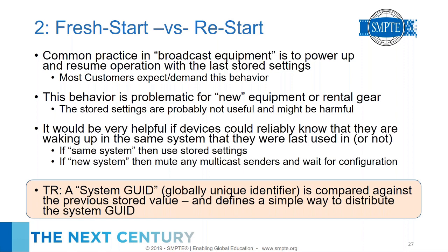And so we came up with this scheme where there's a system GUID, a global identifier in any system, and a device comes up and compares that against the GUID that it was running with last time. And that way a device can know really unambiguously, hey, I'm right in the rack where I was before and all my settings are valid, or hey, I'm new here and I need to wait for some instructions. So there's a whole couple paragraphs of the document that talk about what you do if you're new in town.